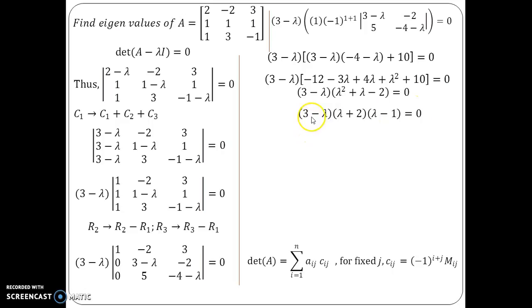Now this is our characteristic equation in factor form. So now what we can get immediately is lambda equals 1, 3 and minus 2. So these are our eigenvalues for the given matrix A. So we have found our eigenvalues. Also we have found our characteristic equation in factor form. These are the factors available. If we multiply this directly, we will get our characteristic equation in polynomial form also.